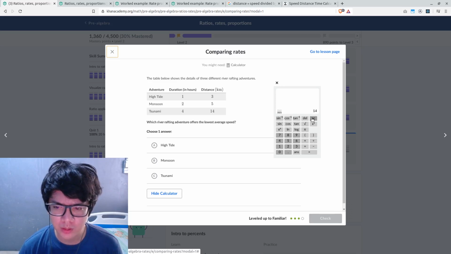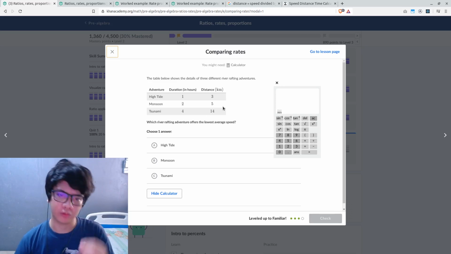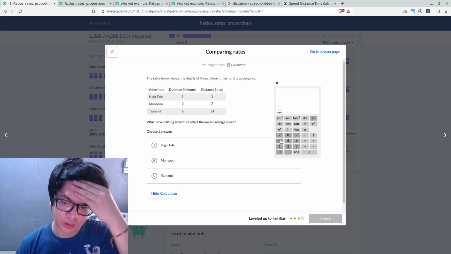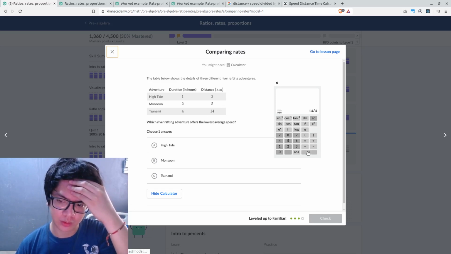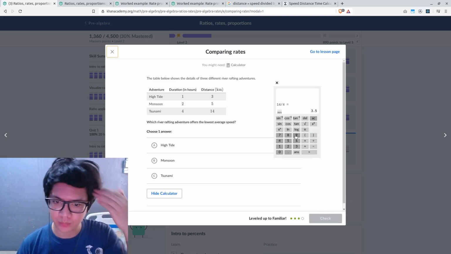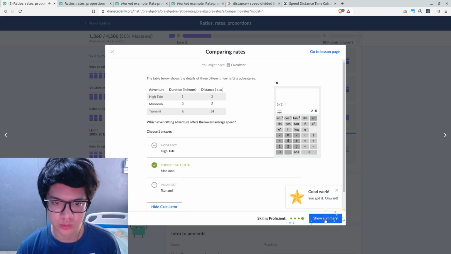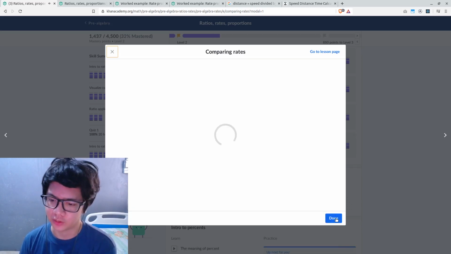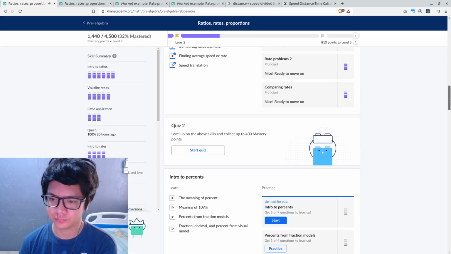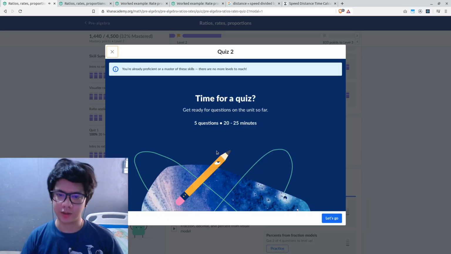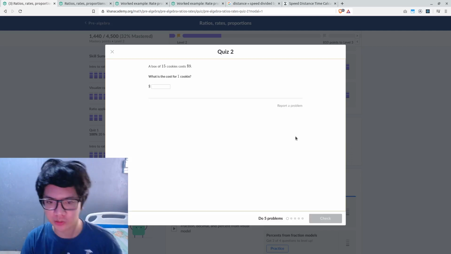Wait, what? How am I supposed to know which to divide? If I do 14 divided by 4, that's 3.5. If I do 5 divided by 2.5, 3 divided, so it's a B soon. You might need a calculator. Let's start the quiz. Oh my god. 5 questions, okay, cool.